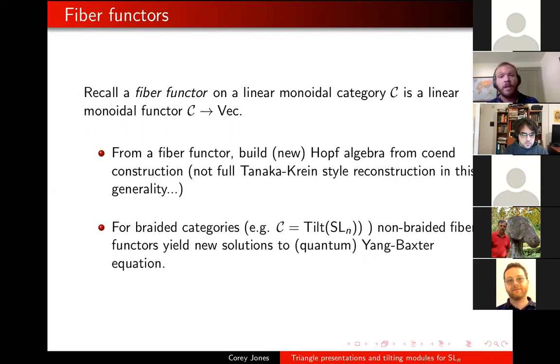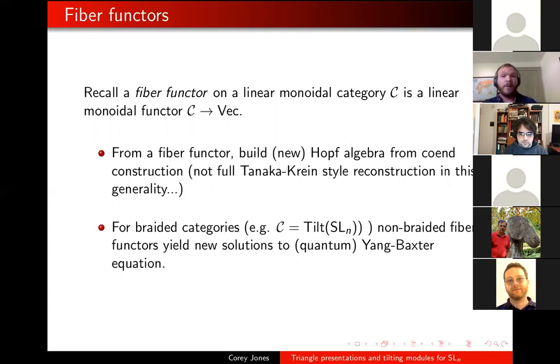But in general, it could have some kind of kernel, and it might not be essentially surjective. There's all kinds of things that could go wrong with that functor when you're just at this very general level. But anyway, you still get new Hopf algebras from this. So that's kind of a cool thing. You can produce new Hopf algebras and study them. They have some interesting properties.